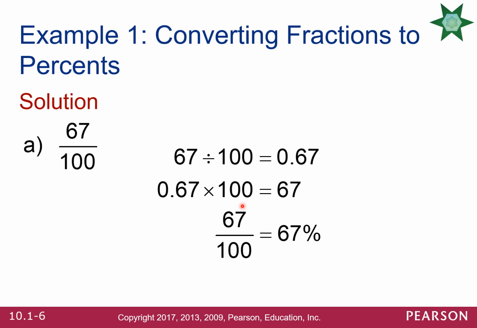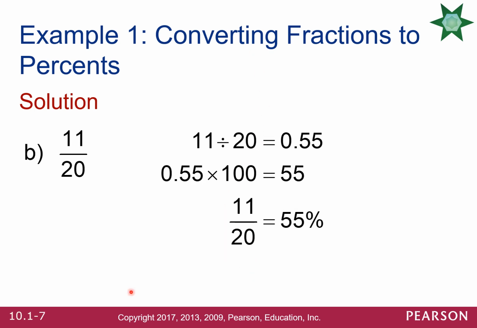All right, so here they have the final answer, 67 over 100, which is the same thing as what we started with, equals 67%. So the next example was 11 over 20. So they first divided the numerator by the denominator to get a decimal value of 0.55, and then they multiplied it by 100 for a value of 55. And therefore the fraction 11 over 20 in percentage value is 55%.